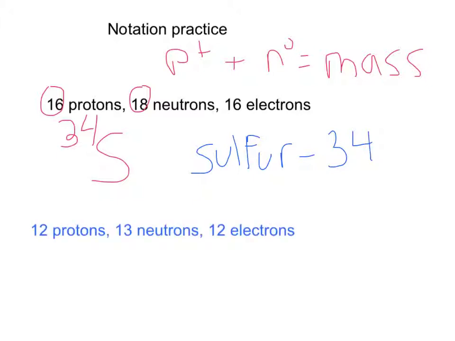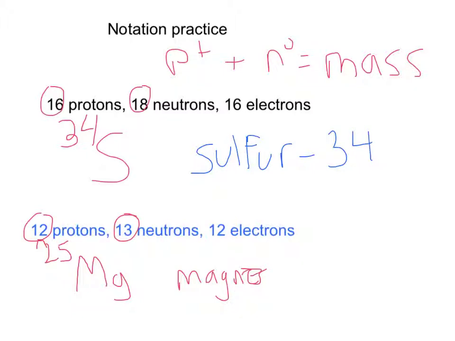Alright, let's try another one. We've got 12 protons, 13 neutrons, and 12 electrons. Go ahead and try to write both notations, and then come back and check if you're right. Okay, so 12 protons means that we have the element magnesium. Now to get the mass, again we add protons and neutrons, so this would be a mass of 25. And for longhand, we just write magnesium-25. So that's all you have to do.